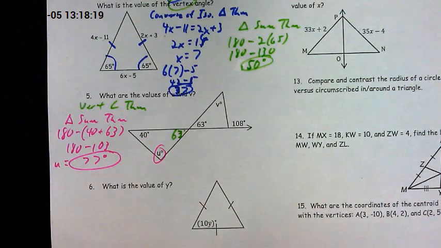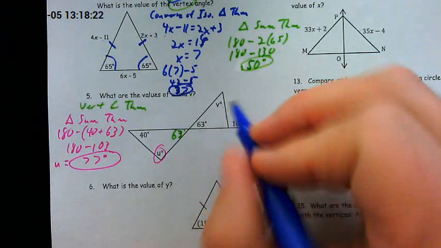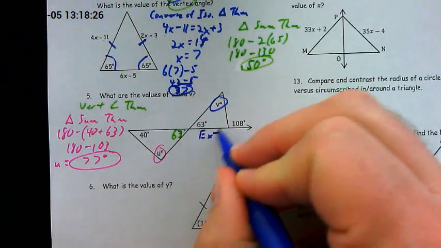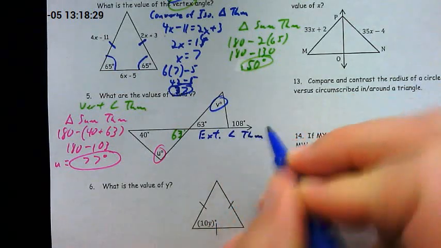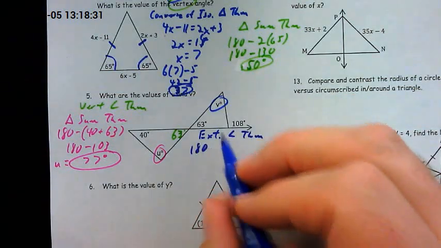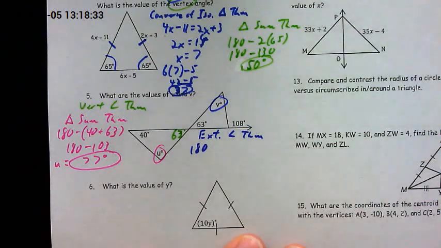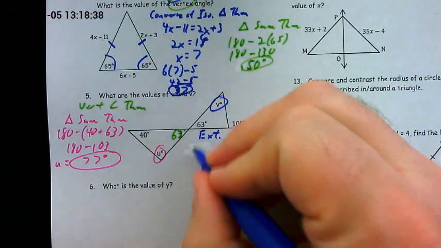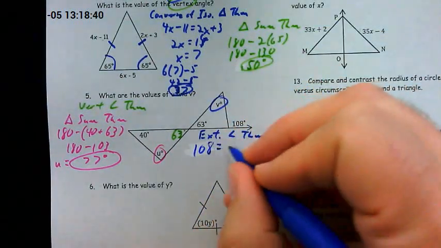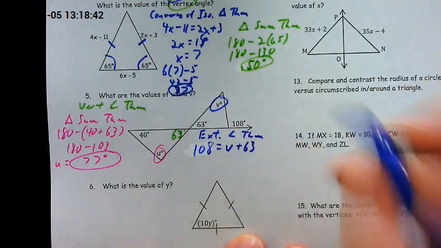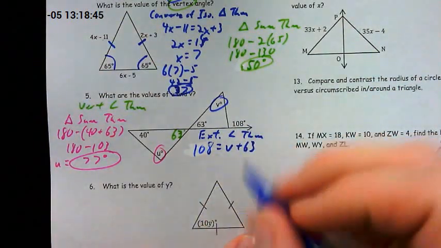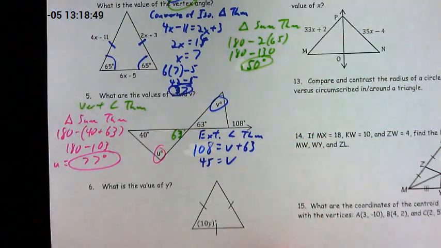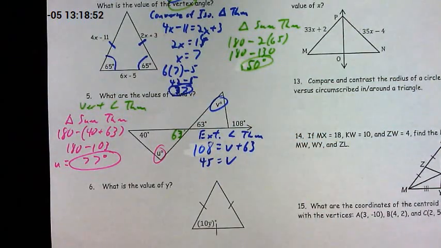Then, on the other part of the triangle, we have v. All right, solving for v, we have an exterior angle, so we're using the exterior angle theorem. 108. Oops, I just put 180. My bad. 108 equals v plus 63. Subtract off 63, and that leaves us with 45. That's v. Those are our two answers.